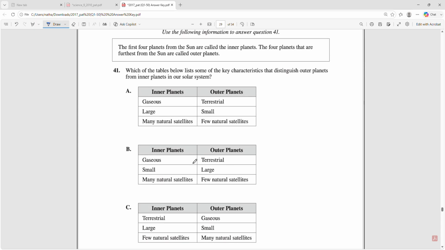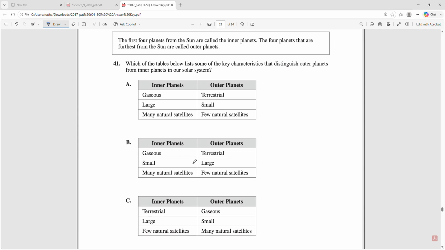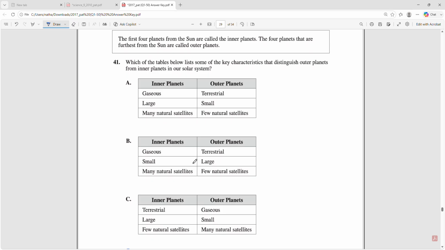All right, last leg of this PAT. Here we go. The first four planets from the sun are called the inner planets. The four planets that are furthest from the sun are called the outer planets. Which of the tables below lists some of the key characteristics that distinguish outer planets from inner planets in our solar system?